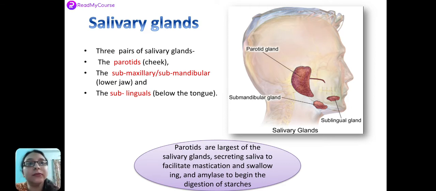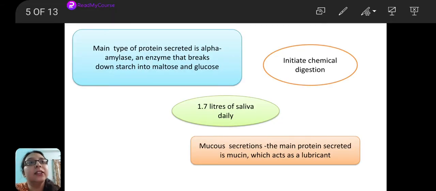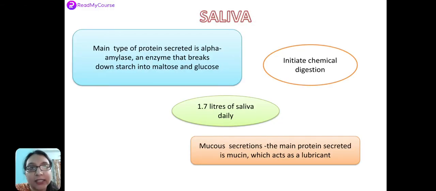Right? Moving to the next slide. So we have already studied this about the alpha amylase or the ptyalin. Then we already know saliva initiates the process of chemical digestion. Remember one fact that approximately 1.7 liters of saliva is produced on a daily basis in the oral cavity, right?